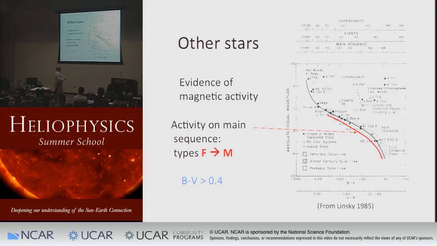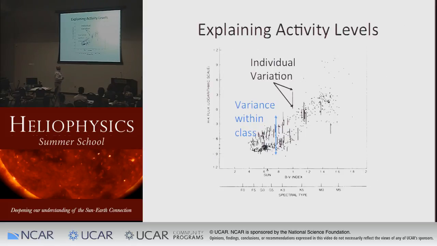But they generate magnetic fields because they have convection zones. So from F stars, which are just a little bit hotter than our sun, out to M, which are the coolest that are genuinely called stars, we have magnetic fields being generated for that reason.